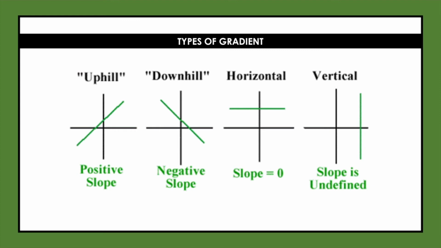And in the same way, the next one can be thought of as going downhill, so we have a negative slope.